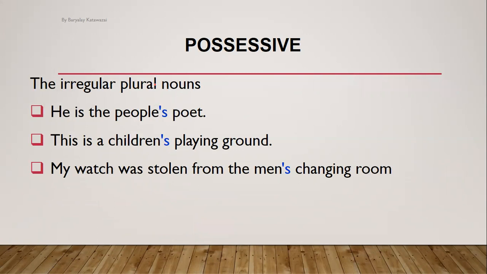The irregular plural nouns. He is the people's poet. People is a plural noun. This noun is not ended in S. Thus you are adding apostrophe S.